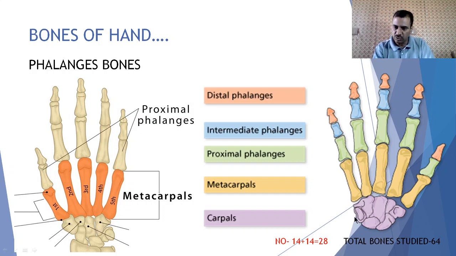Up to this level we have a total of 64 bones. So in our hands there are 64 bones, 32 in each hand. So a total of 64 bones are in our hands.